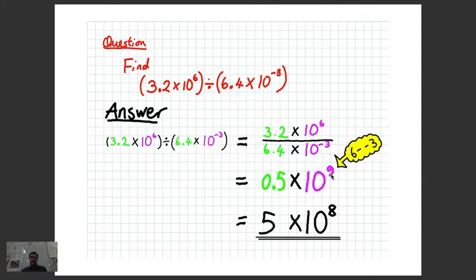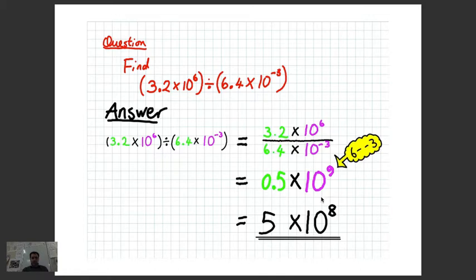And then I'm doing the power numbers, 10 to the power of 6 divided by 10 to the power of minus 3 is 10 to the power of 9, because you're doing 6, take away because you're dividing powers, and then minus 3 because it's already a minus number. So you're doing 6 minus minus 3, same as 6 plus 3. So you're getting 9. So the whole thing comes to 0.5 times 10 to the power of 9.